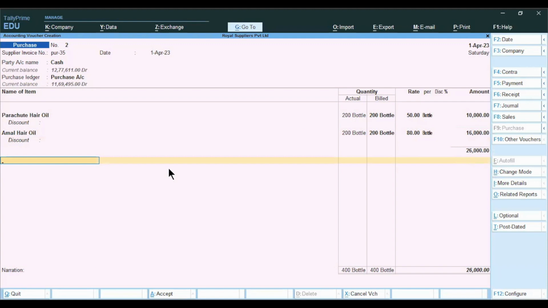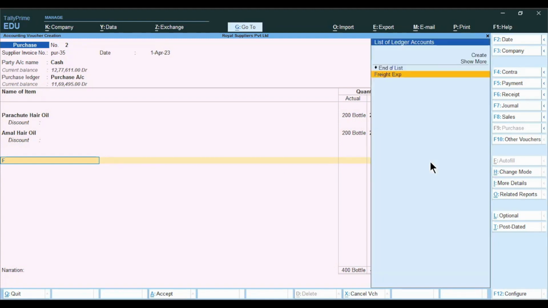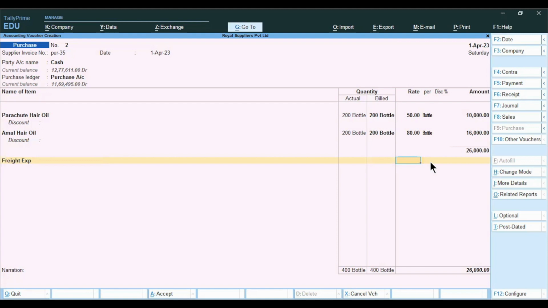and when your cursor is below the total amount, here we will add the additional cost of purchase, that is freight expenses. So freight expenses per rate, or you can have the total amount. So the total amount is 1000 rupees. I am adding 1000 rupees over here. So total billing will be 26,000 plus this 1000, so 27,000 will be the billing amount.